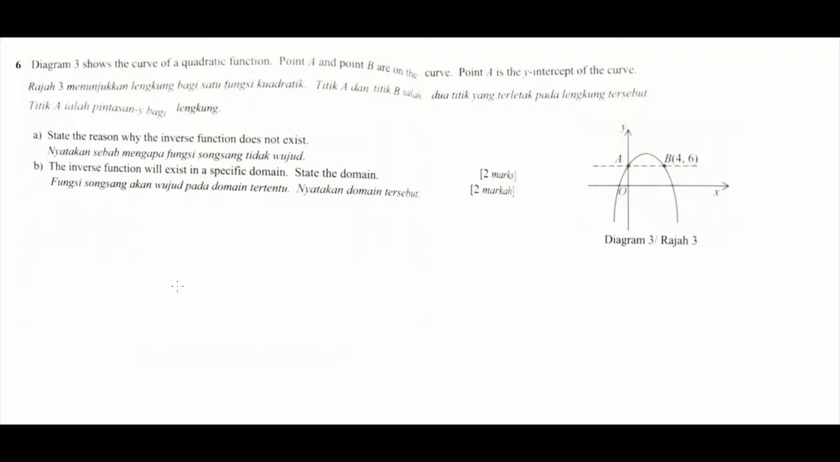Alright, let's continue with number 6. This is a diagram showing you the curve for a quadratic function. Points A and B are on the curve, and A is the y-intercept of the curve. Part A is asking us to state the reason why the inverse function does not exist.